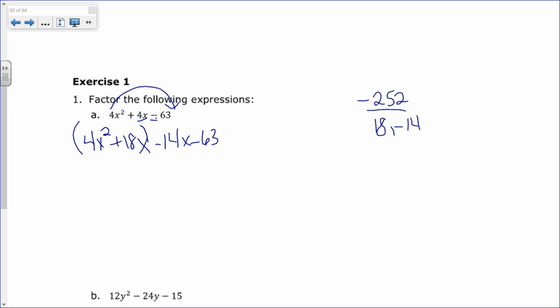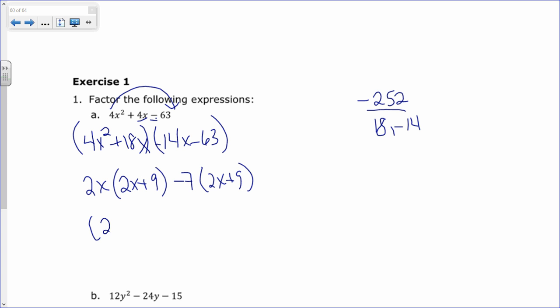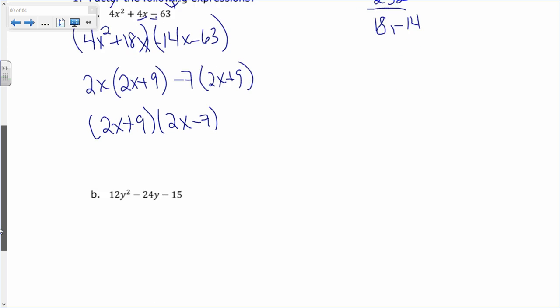So group and group, and I do that, I will have a 2x in common. So I'm left with 2x plus 9. And over here, I have a negative 7 common. So then I'm left with 2x plus 9. So I have a 2x plus 9 in common now, and I'm left with 2x minus 7, my factor. So it really wasn't so bad.